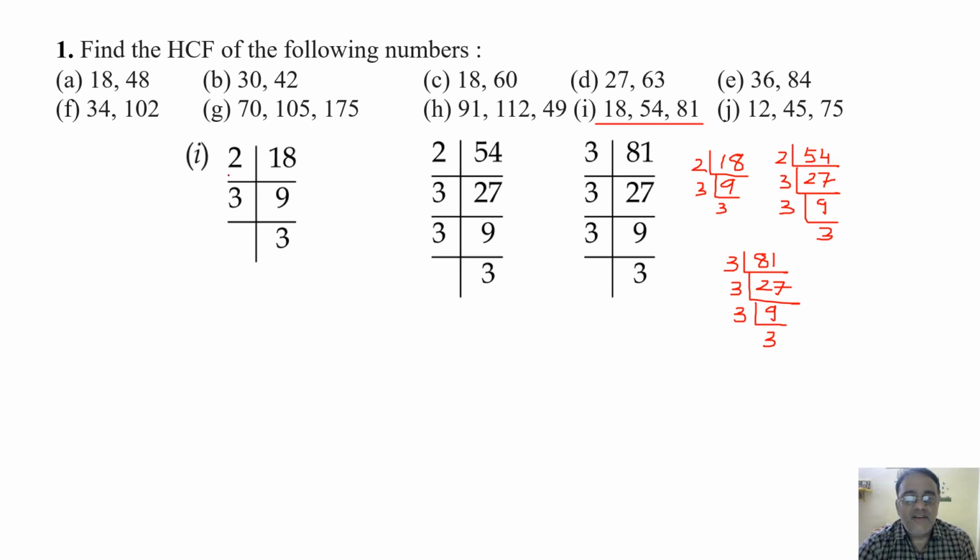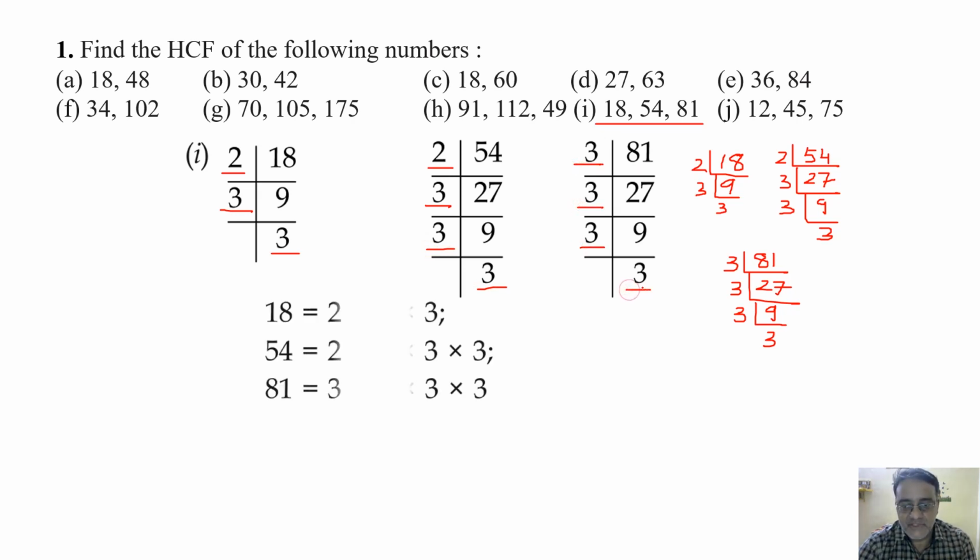So 18 we can write as 2 into 3 into 3. 54 we can write as 2 into 3 into 3 into 3. And 81 we can write as 3 into 3 into 3 into 3. So we'll get this. Now we have to find the common factors.